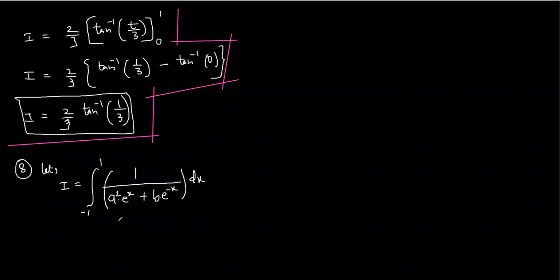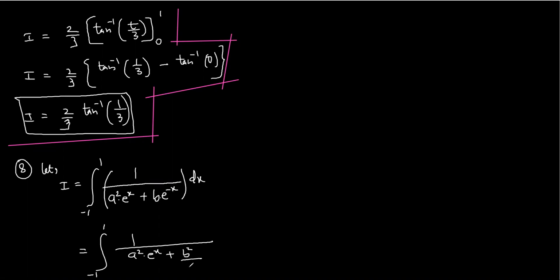So let's have one more question. The next one is the integral from negative 1 to 1 of 1 upon a square e raised to x plus b square e raised to minus x. I will write it as the integral from negative 1 to 1 of 1 upon a square e raised to x plus b square divided by e raised to x, dx. Why do I do this? It is because e raised to minus x in the denominator is e raised to x.